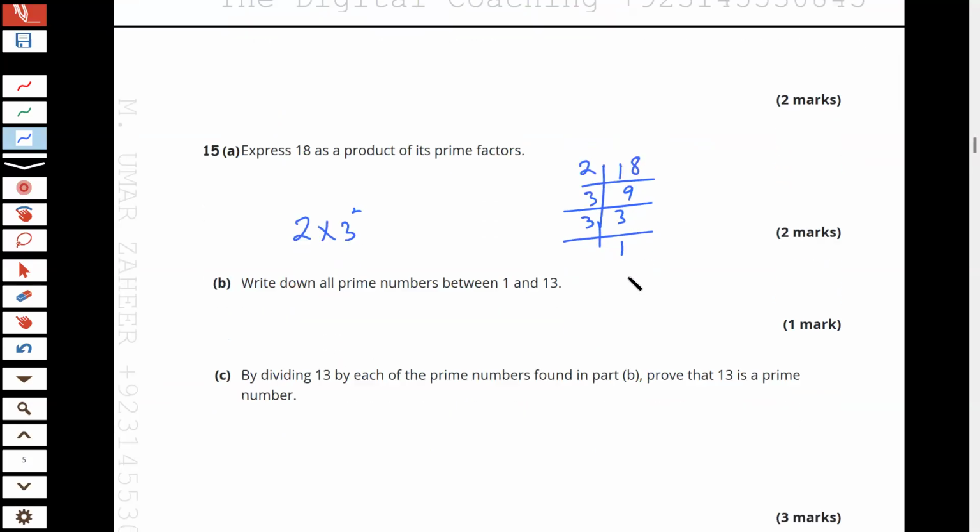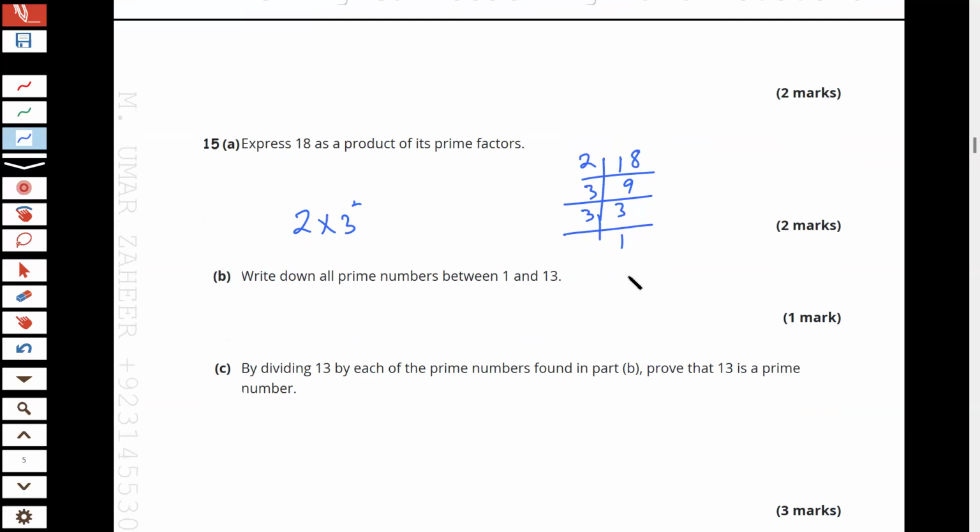Write all the prime numbers between 1 and 13. So what is the smallest prime number? 1 is not a prime number. For a prime number, we need at least 2 factors, and 1 has only 1 factor. So 2, 3, 5, 7, 11.